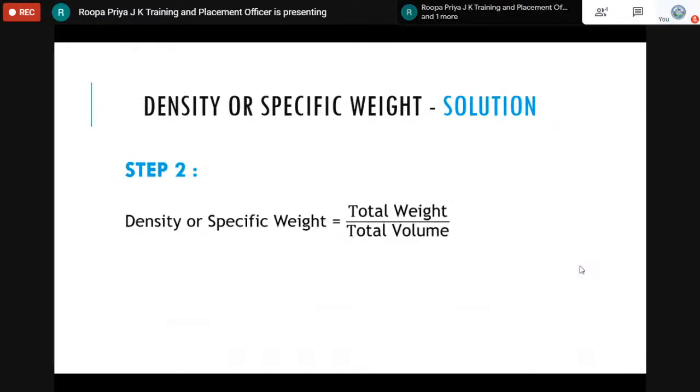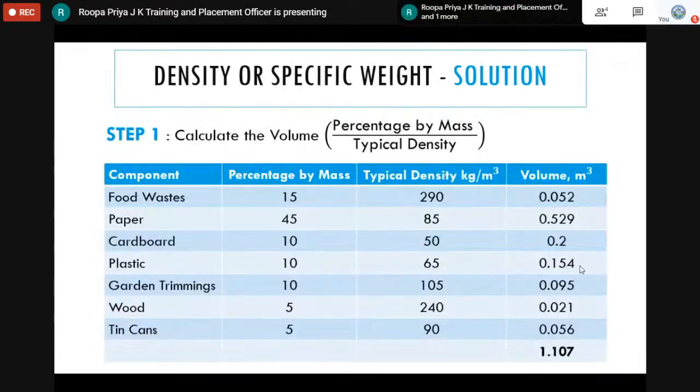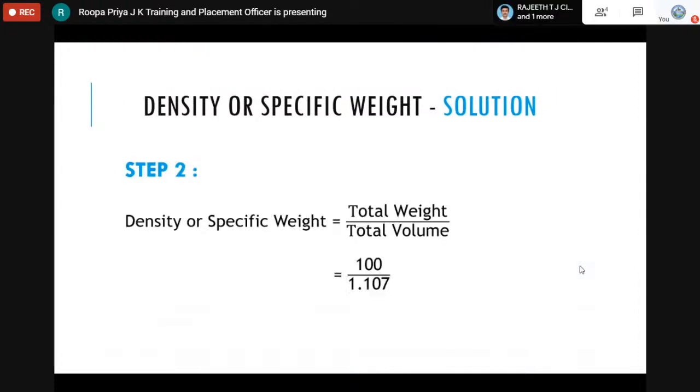Step 2. You have to calculate the density or specific weight using the equation total weight divided by total volume. So, that is 100 divided by 1.107. 100 is the weight, the percentage by mass taken into consideration, which equates to 100 kg. So, we are considering that 100 kg weight over the total volume which you have computed in the last column, that is 1.107, and that gives you 90.33 kg per meter cube. So this is the solution to your problem.